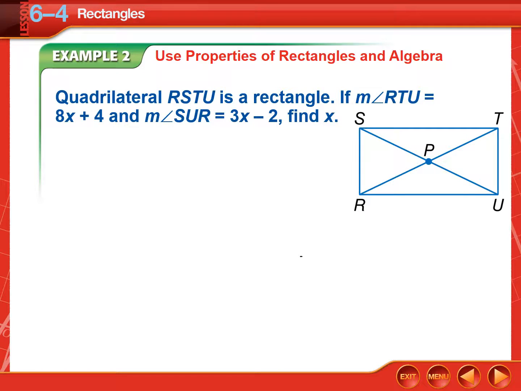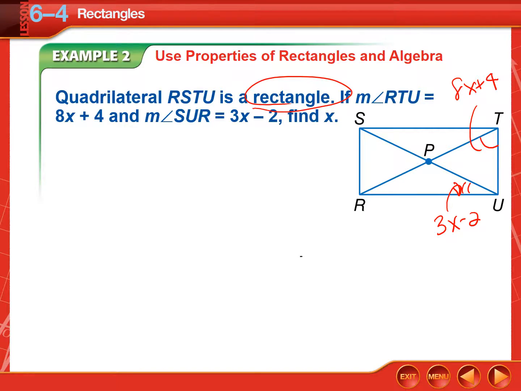So we've got quadrilateral RSTU and it is a rectangle. The measure of RTU is 8x plus 4. So here's 8x plus 4. And the measure of SUR is 3x minus 2. We're trying to find x. So since this is a rectangle, okay, one thing we know is that diagonals are congruent. We know that the diagonals bisect each other because it is a rectangle, or because it's a parallelogram. And because it's also a rectangle, we know that all four corners equal 90 degrees. Okay, all angles are 90 degrees.